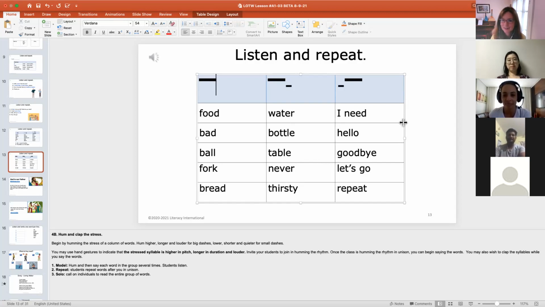And now in our 3rd column, it's the opposite. It starts with an unstressed syllable and then it goes to the stressed syllable. So it's 2 syllables, but it's: I need, hello, goodbye, let's go, repeat. All right, let's try that one together.